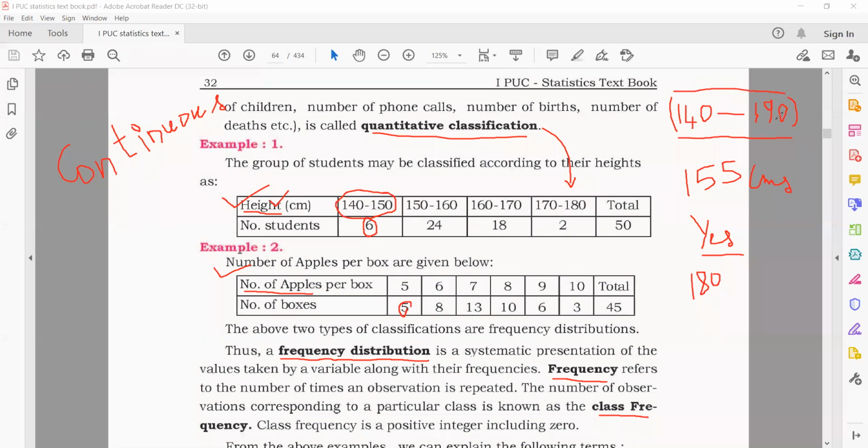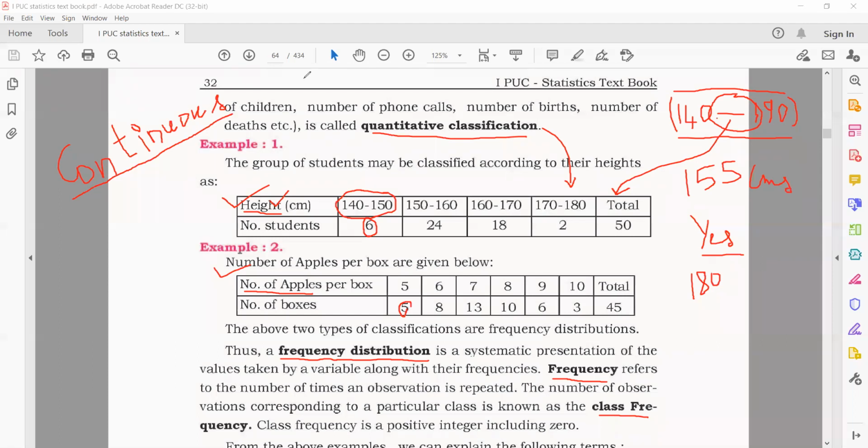So within this 140 to 190, any possible number could be a possible value of height. I could say 155.6 centimeters, 183.2 centimeters, 160 centimeters, 149 centimeters. So pick any number, any integer or any decimal number within this range of 140 to 190, and that could be a possible value for the height. So such variables are called continuous variables.